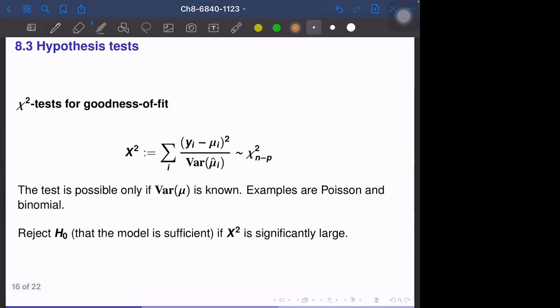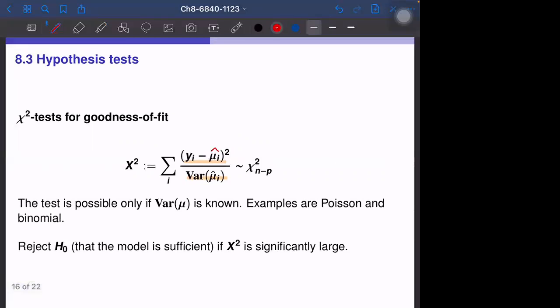So next one is the chi-square tests for goodness of fit. Basically, this is the sum of yi minus mu squared, which is a pretty intuitive quantity. But the variability of y changes, so we divide by the variance of the mu hat, which is here. Maybe we should say mu hat here. And this follows approximately a chi-square distribution with degrees of freedom n minus p. The p is the number of parameters; if we have beta naught to beta p, then p plus 1 is the number of parameters.